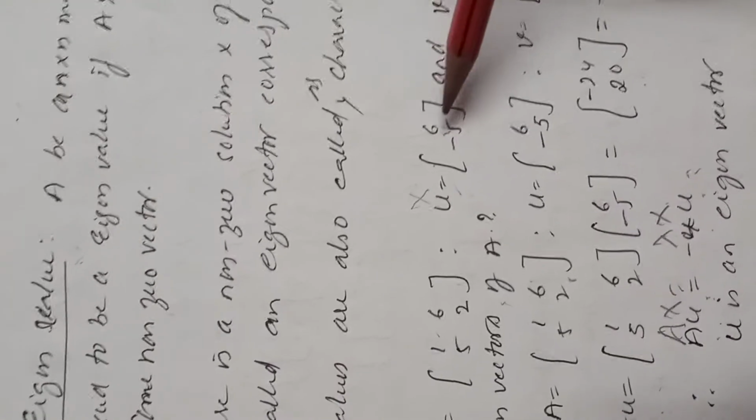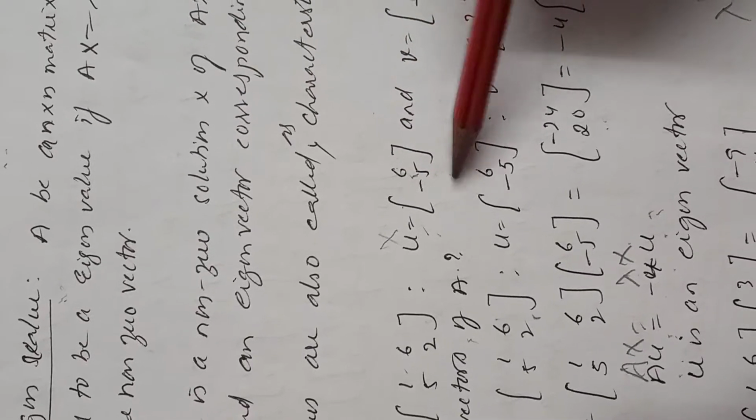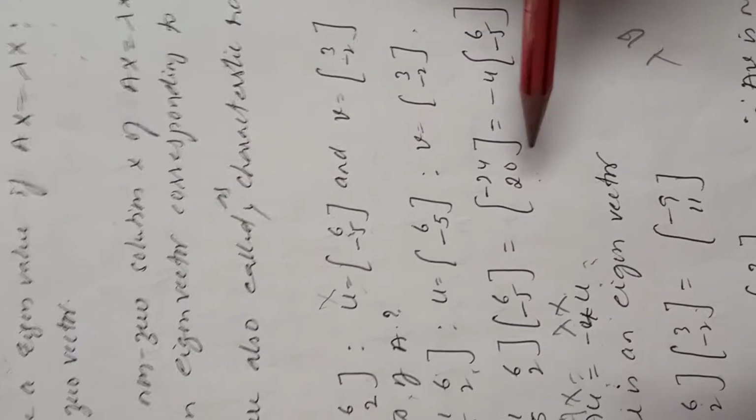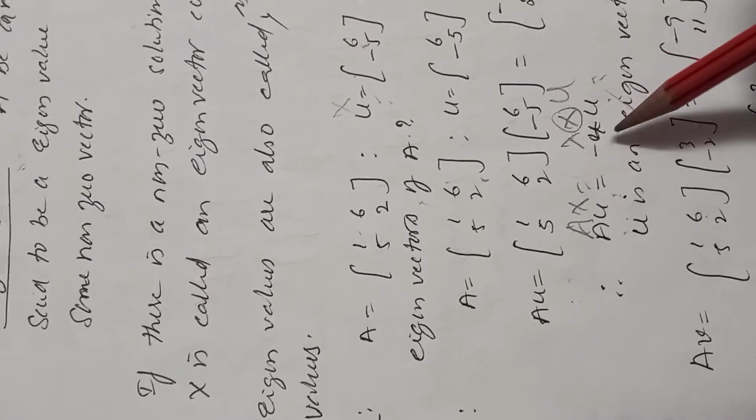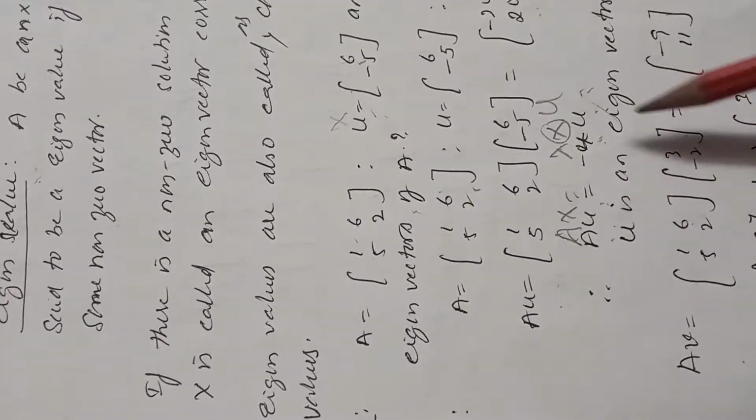First of all, I have to calculate A into U. A into U is (-24, 20). Now this A into U can be written as some scalar into U, no? What is U? (6, -5). If you multiply this U by the scalar -4, do you get this value, A into U? Yes. Therefore, A into U can be written as some scalar into the vector U. This scalar is -4. Therefore, A into U is equal to some scalar into U, so U is said to be an eigenvector.